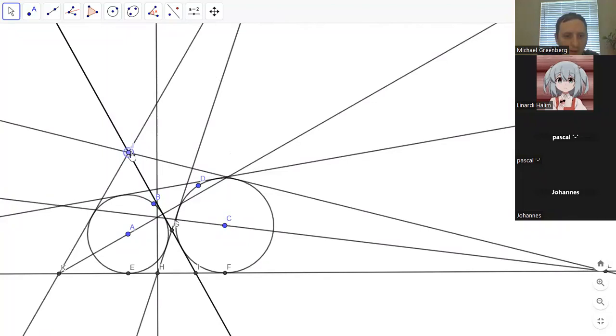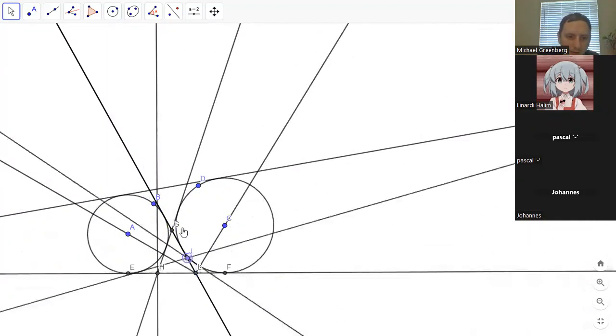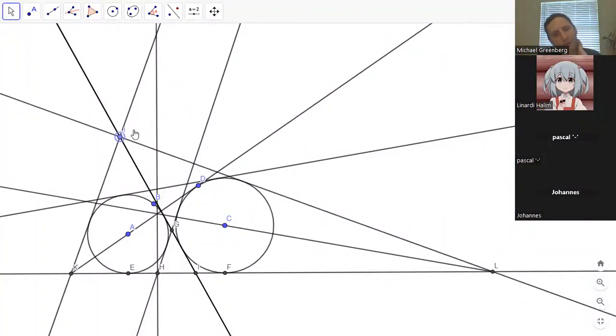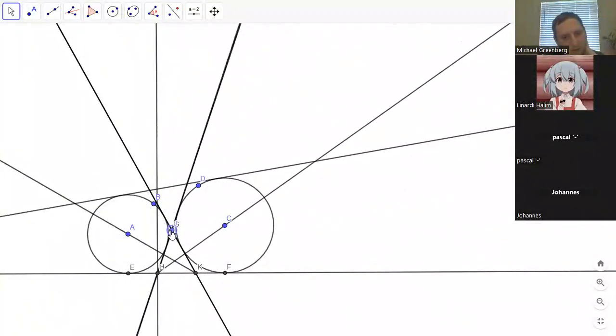Maybe the other special case is if J equals I. I think GeoGebra messes that up, but we can still... And then what about J equals G?